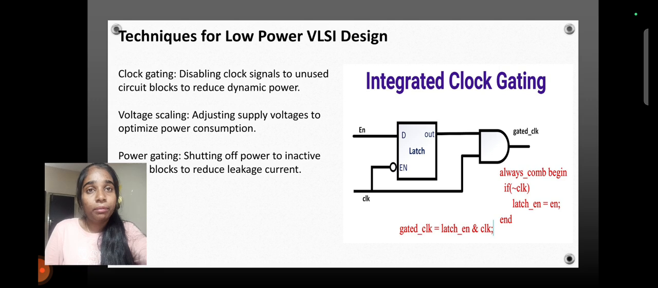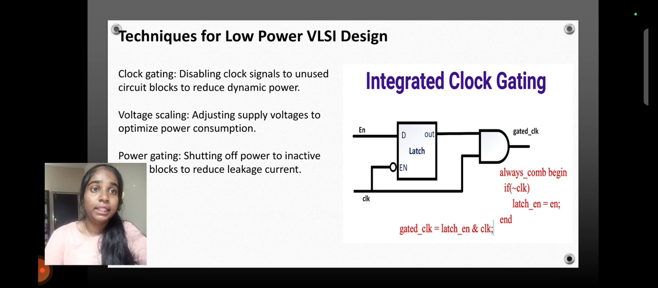Techniques for low power VLSI design are clock gating, which disables clock signals to unused circuit blocks to reduce dynamic power. Voltage scaling, which adjusts the power supply to optimize power consumption. Power gating, which is the shutting off of power to inactive blocks to reduce leakage current.